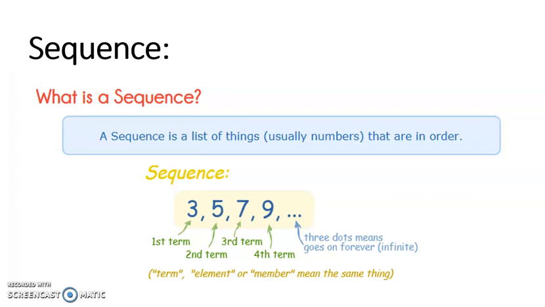So a sequence is a succession of numbers that are listed according to a given prescription or rule. What is a sequence? A sequence is a list of things, usually numbers, that are in order. So in this sequence, this 3 represents your first term, this 5 represents your second term, and so on.